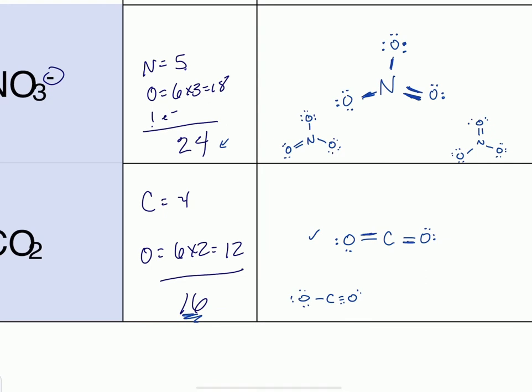Why don't I just make that a triple bond? Because look, everyone has 4 electrons. How do I know that one's not? Okay, so you're correct. As far as we've learned so far, there's no way that you would be able to say that one was better than the other.